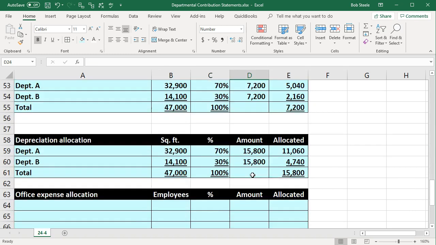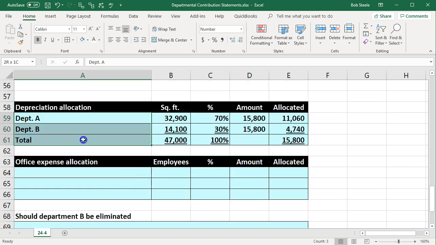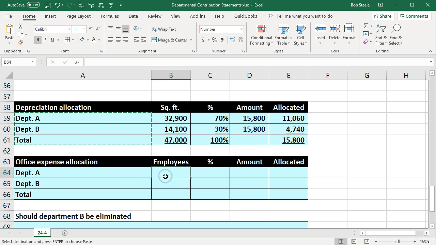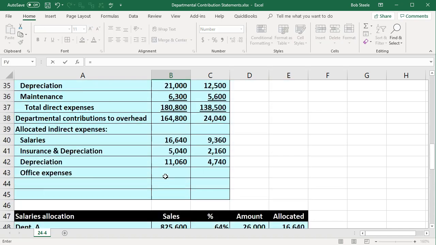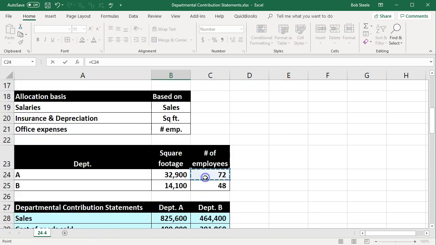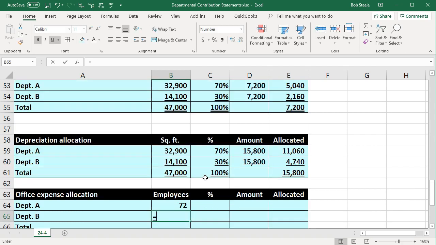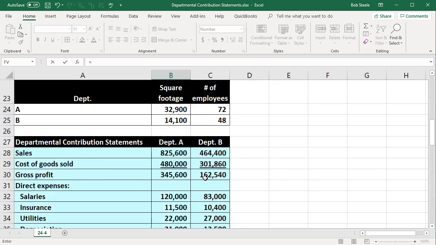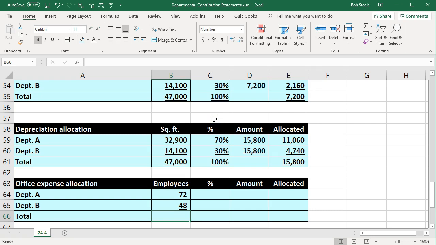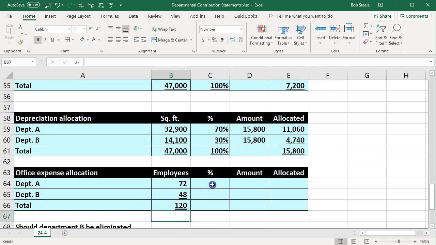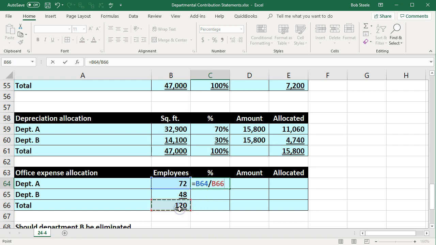So similar kind of breakout. We'll do a similar type of ratio analysis, but this time with employees between A and B. We're just going to say, all right, Department A has how many employees? 72 employees. And Department B has how many employees? They've got 48 employees. That's a total of, summing those up, 120. Ratio analysis, comparing A to the total, equals A, 72 divided by the total, 120.